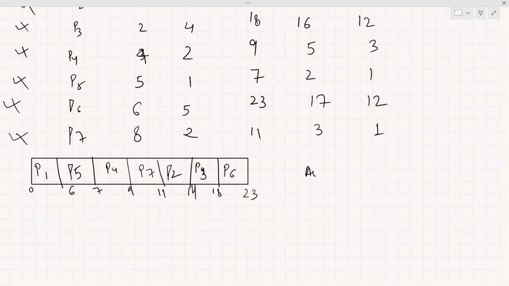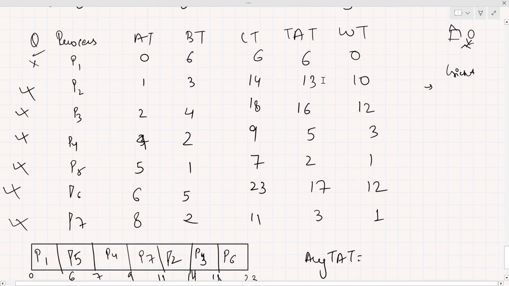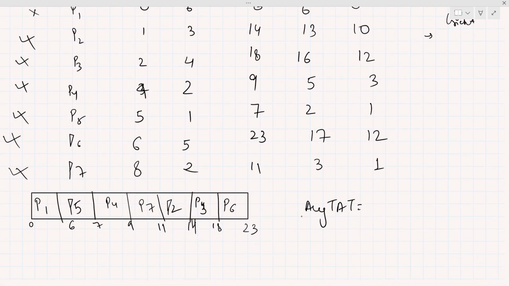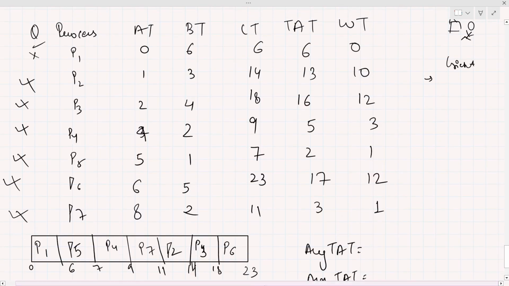Now for the average turnaround time, you have to calculate it yourself, and definitely comment down the average turnaround time and the average waiting time. It's very simple. What you have to do is sum all the TAT and divide it by 7, sum all the waiting times and divide it by 7. This you can do by yourself. This is your work. Comment down whatever your answer is.